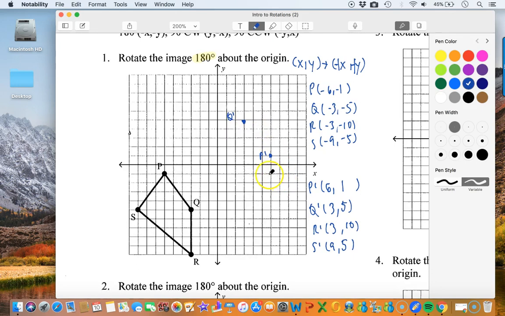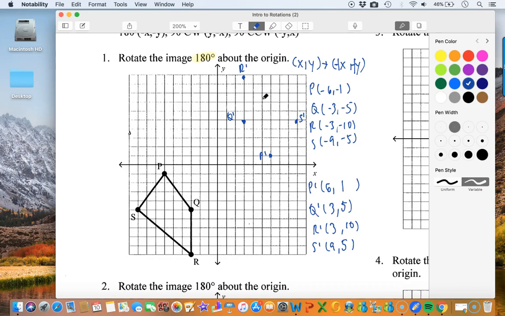For my third point, R prime, 3 and 10, I go to the right 3. 1, 2, and 3, and up 10. 1, 2, 3, 4, 5, 6, 7, 8, 9, and 10, all the way up here. So that is R prime. And for the last one, S prime, 9 and 5. 1, 2, 3, 4, 5, 6, 7, 8, 9, and up 5. 1, 2, 3, 4, and 5. And there we go. That's my last point, S prime.